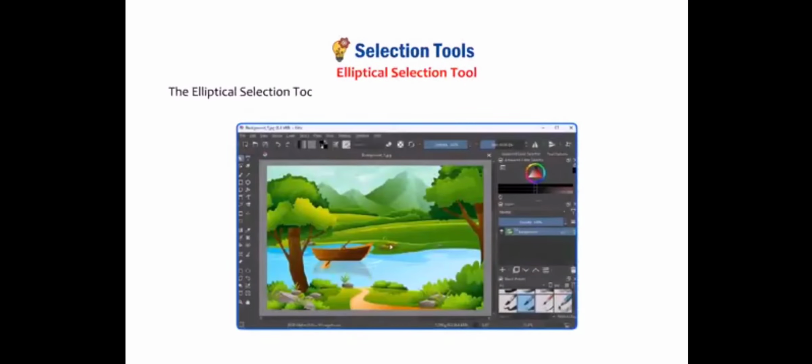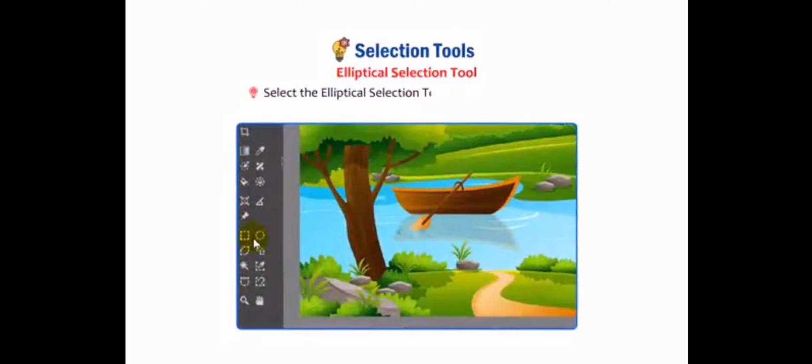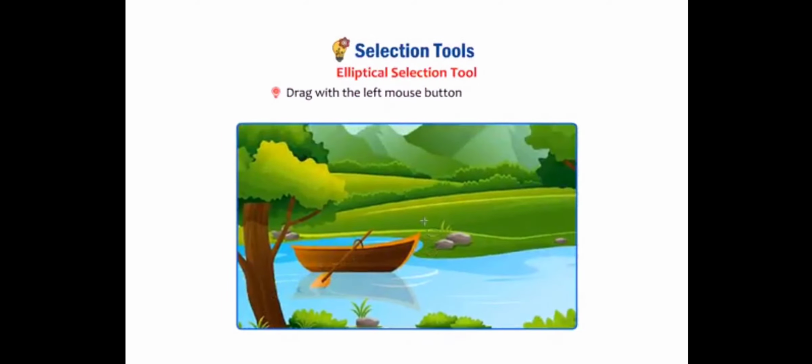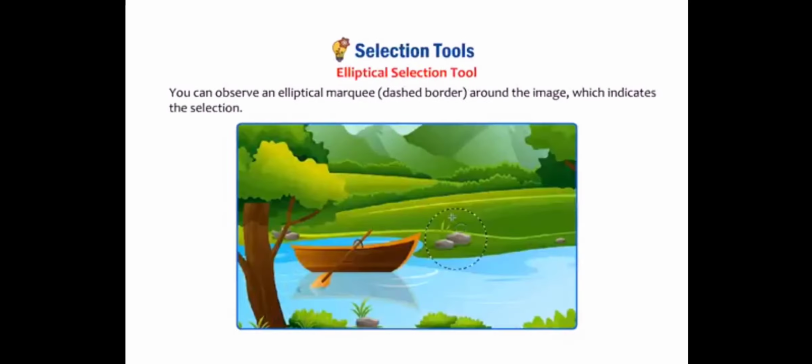Elliptical selection tool. The elliptical selection tool allows you to select the elliptical or circular area of an image. Select the elliptical selection tool from the toolbox. Drag with the left mouse button on the image. You can observe an elliptical marquee, a dashed border around the image, which indicates the selection.